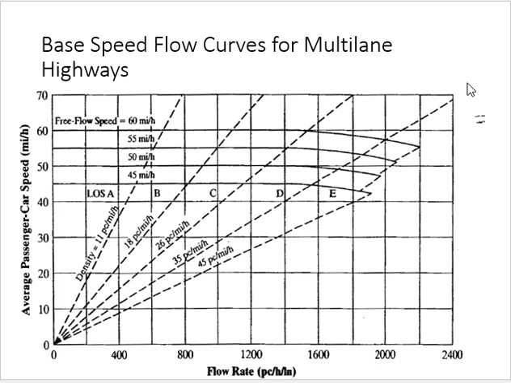Okay, these points, which are the intersection points of these lines, become the maximum flow rate for A. If you are up to this line, you are in level of service A. If you are ahead of this line, do you have A? No. So only up to this line is A, and only up to this line is B. Got it? Clear? So these intersection points become the maximum values of each level of service.